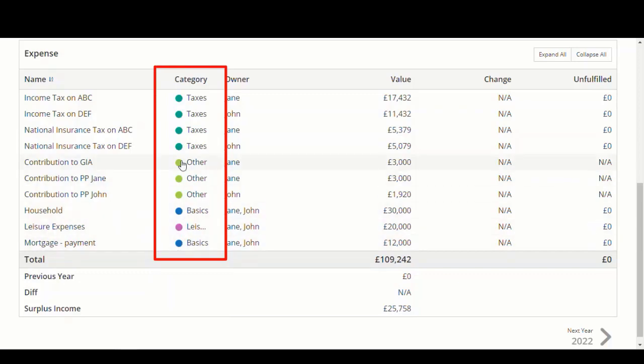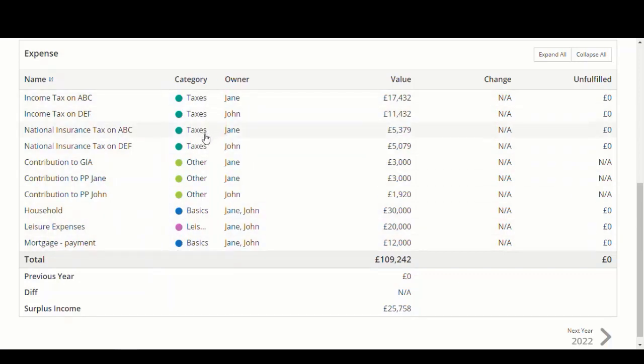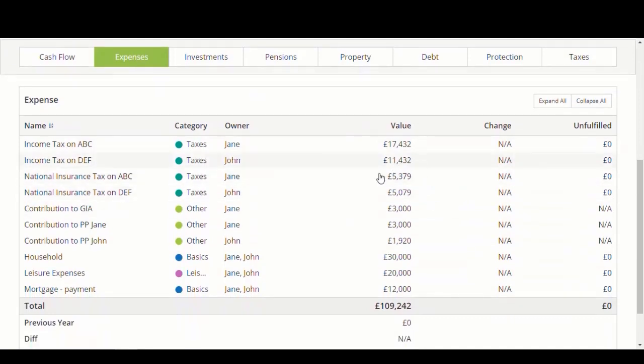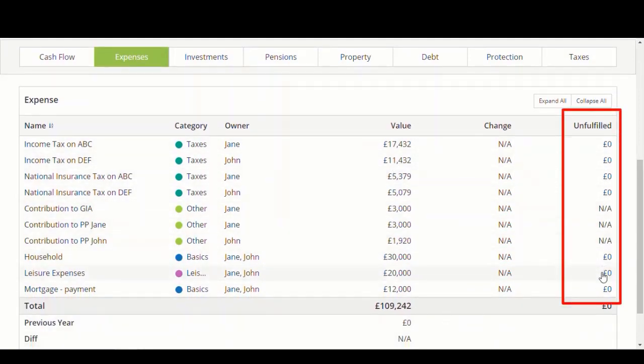Now, as you can see, each type of expenditure is given its own colour. What you can also see is if any of the expenditure items have not been fulfilled, and that will appear here. So if you've set up a basic expenditure and there is insufficient income coming into the plan, you will see that a portion of that expenditure has been unfulfilled.